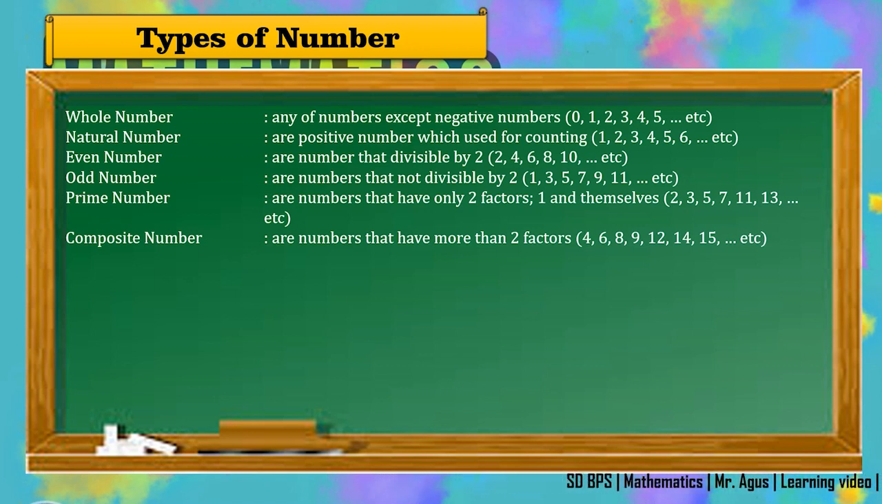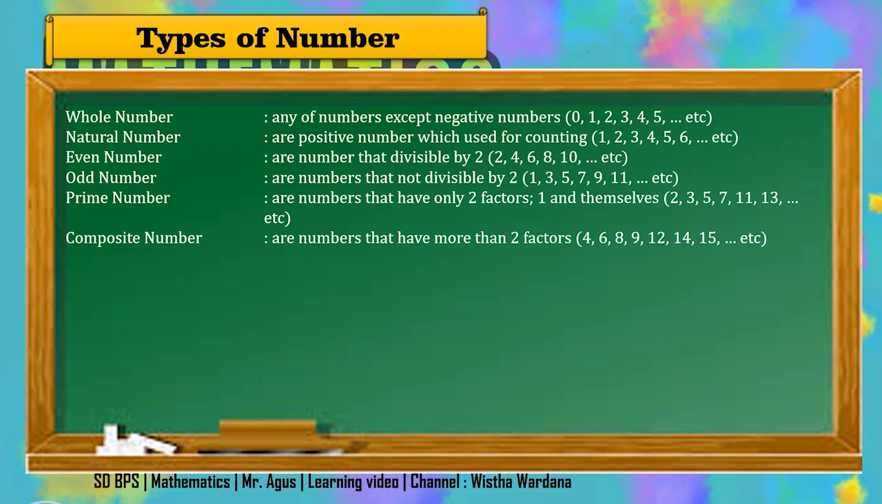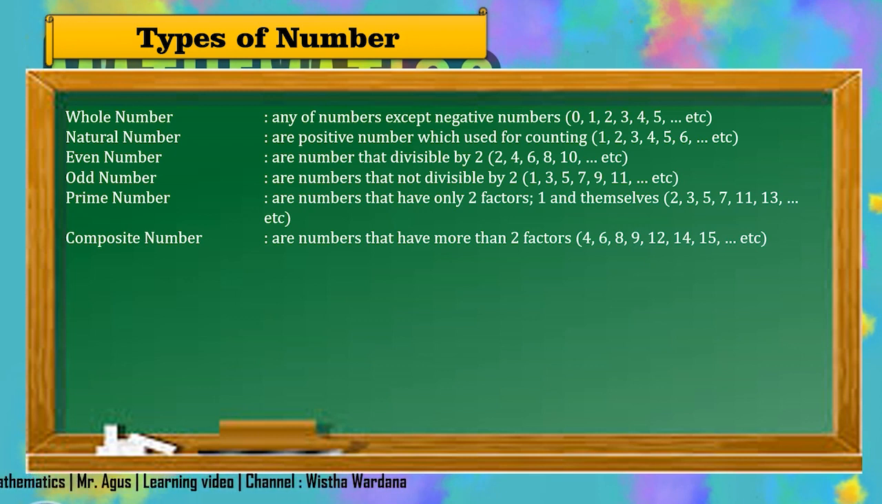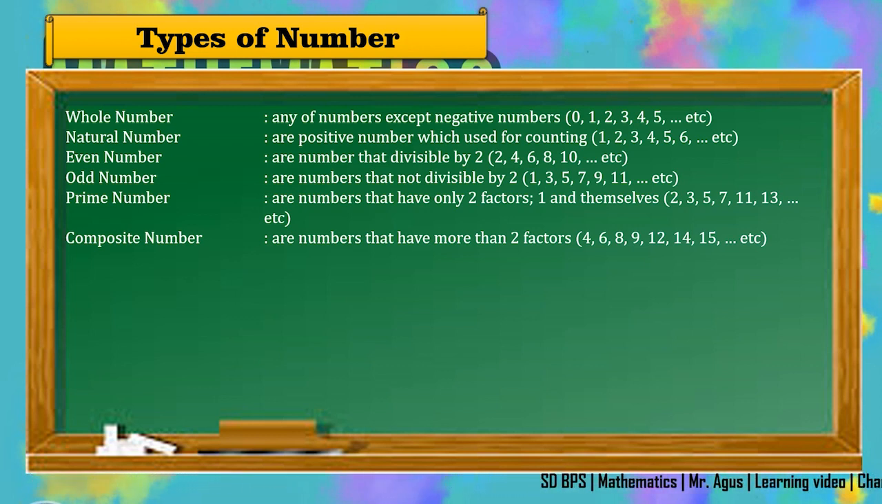So in this case, we know 2 has two factors, 1 and 2. And then 3 has two factors also, 1 and 3. Also 5 has two factors, 1 and 5. 4 and 6 are not prime numbers because 4 has 3 factors, 1, 2, and 4. 6 has 4 factors: 1, 2, 3, and 6. That's why 4 and 6 are not prime numbers.